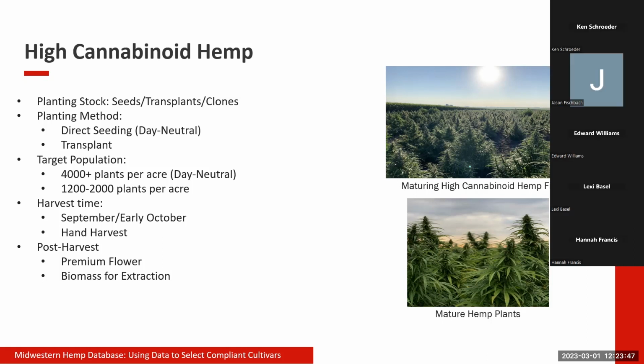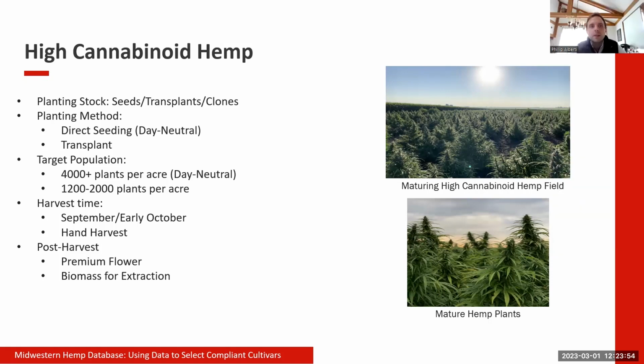But I do want to give kind of an overview on hemp, high cannabinoid hemp, or hemp for flower and/or biomass for extraction. And so this is very much like a specialty crop or a vegetable crop. If we're talking about grain and fiber as a commercial row crop, this is much more of a labor-intensive specialty crop to grow high cannabinoid hemp, whether it be for THC, CBD, or any of the other cannabinoids that are currently emerging on the market.